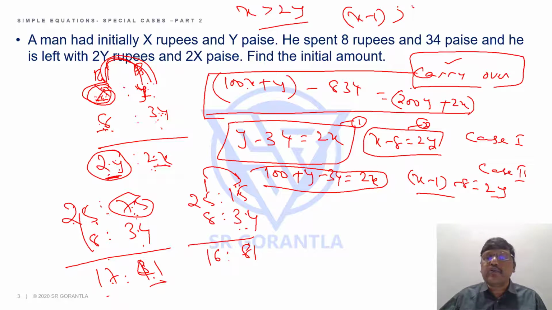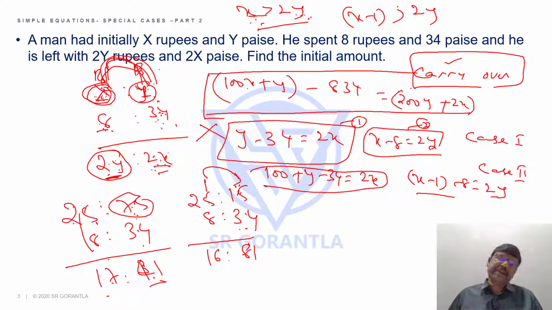bigger than y only, 2y. If X is bigger than 2y, X is bigger than y or not? If X is bigger than y, how can y minus 34 be 2x, students? See, y minus 34 can never be 2x, because X is bigger than 2y. X is bigger than 2y means X is bigger than y. You agree with me? If X is bigger than y, y minus 34 cannot be 2x unless you borrow something from here. That's why this case is eliminated, right?